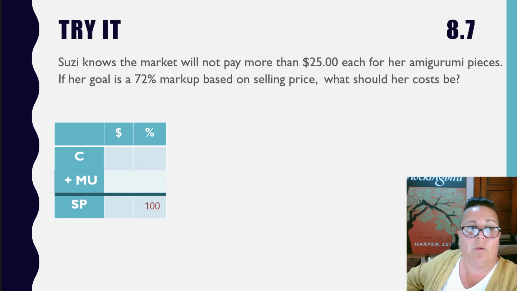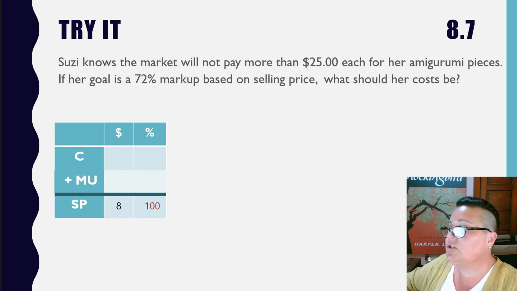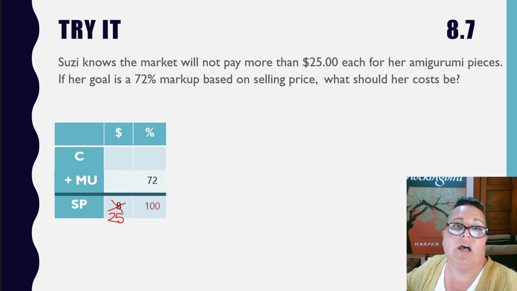Now, we know her selling price should be $25. I need to fix that one. There we go. That should be 25. Let's hope this turns out the way I think it should. Now, we know her markup percent is 72. That means that her cost should be no more than 28%. I'm supposed to find her cost. So cost is my X.